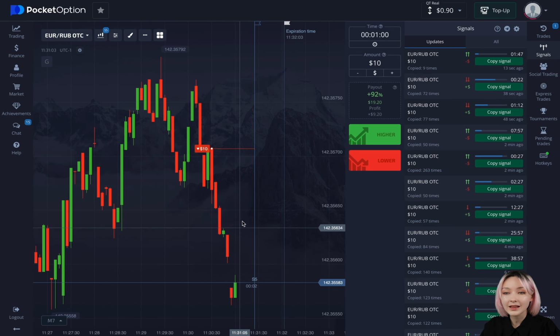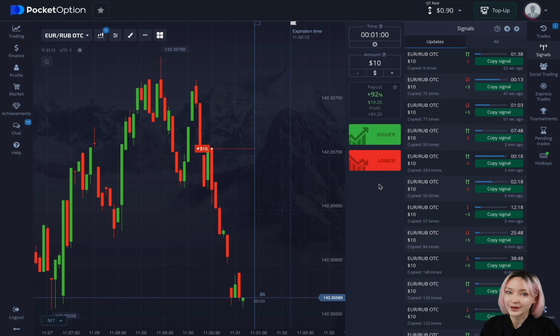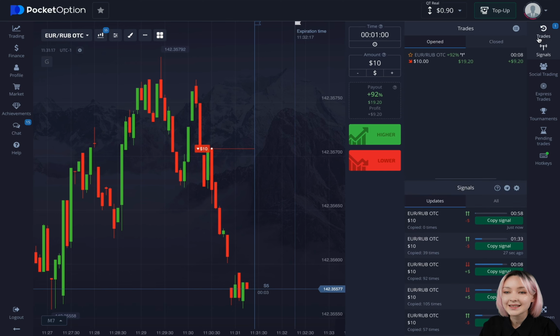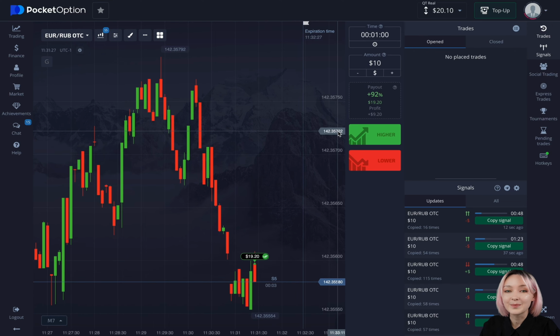The market is falling. The trade was placed downwards with this lower button. We're basically predicting the market will end up at a lower level than it was when we entered. The signal is about to expire. 5 seconds and we'll get our $19.20. So amazing, the signal worked out, the deal is closed.